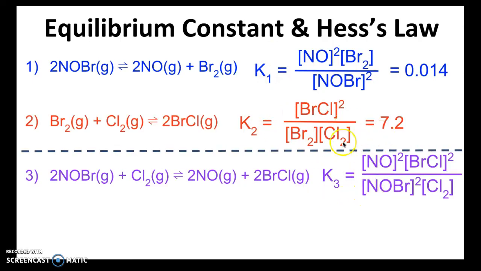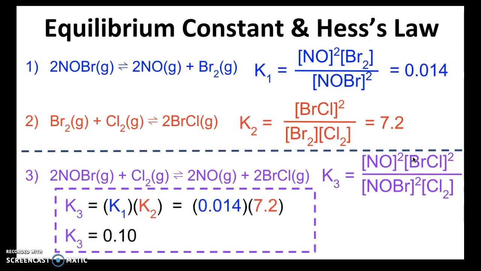So the question is, how can we combine these two in order to get K3? What you need to do in this case is focus on the K expressions, K1, K2, and how to get to K3. Since Ks are equilibrium constants, which are ratios, we're really dealing with just multiplying and dividing here. We're not going to add anything up, we're going to multiply or divide things. That's how we combine Ks. In this case, if you multiply the K1 and K2 expressions together, it will give you the expression for K3. So you can do the same thing with their K values: multiply 0.014 by 7.2, and that will give you the value for K3.